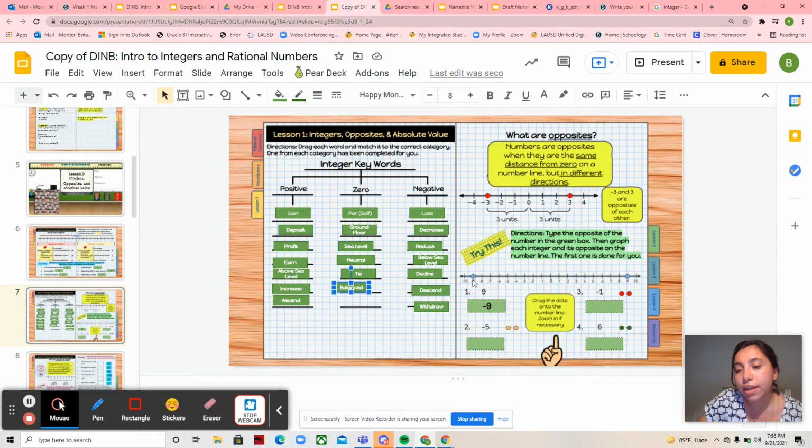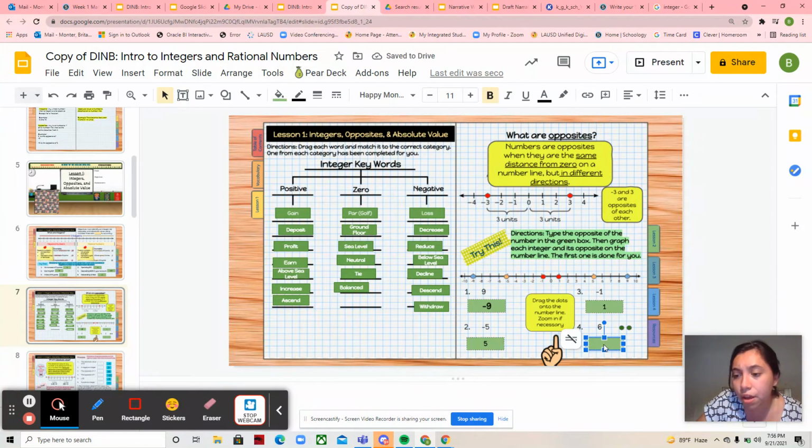So look, negative 9 to 9. Then I have negative 1. So I'm going to go ahead. I know the opposite of negative 1 is 1. So I'm going to drag this to negative 1 to 1. And you can see that I dragged it. So then you have negative 5. The opposite of negative 5 is 5. So I go ahead and drag the yellow markers from 5 on the number line, negative 5 to 5.